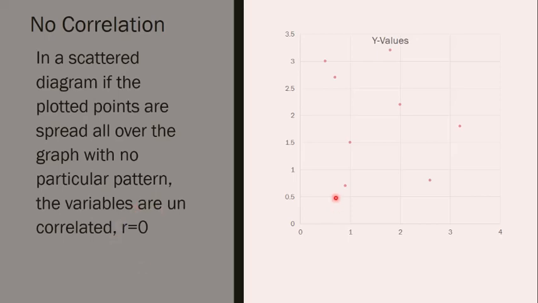By viewing the graphs, you must be able to tell whether two variables are positively correlated, negatively correlated, or if there is no correlation between the variables x and y.